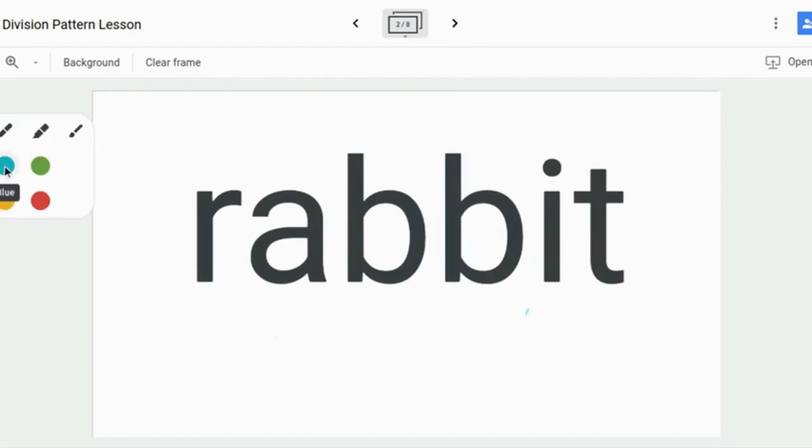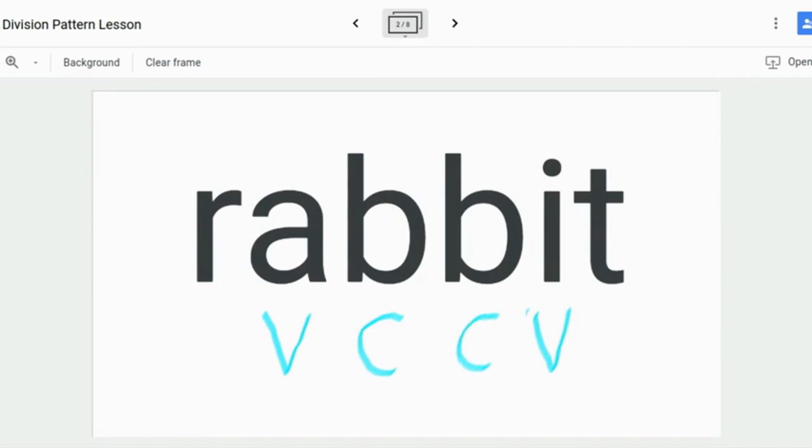In our first word, the first thing we're going to want to do is label our vowels. So I'll label the A and the I. We're going to look at what comes between the 2 vowels. So in between these 2 vowels are 2 consonants. So this is a VCCV pattern. Whenever you see a VCCV pattern, you're always going to divide the word into syllables between the 2 consonants. So we would divide between the 2 B's.